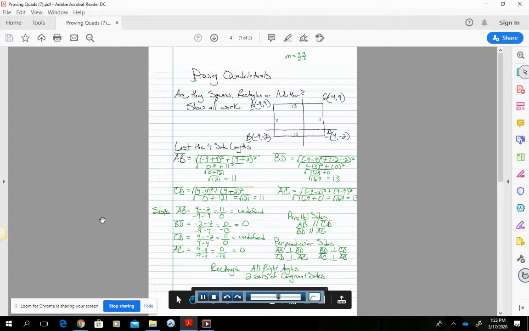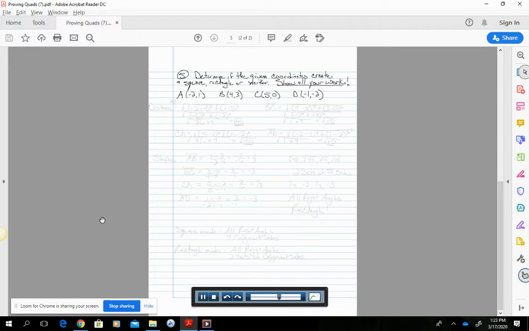Well, now on number 5, so that was number 1 on the assignment. Number 5 on the assignment, we're going to do the exact same thing, so nothing is different. The only difference is, instead of drawing a picture, I'm simply giving you your ordered pairs. So we're going to do all the same details that we did before. So we're going to first start off finding distance.